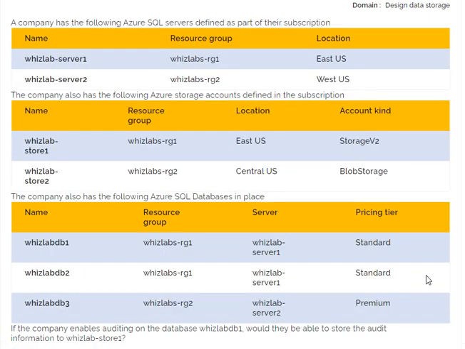Okay, the next question is about a company that has the following Azure SQL Servers defined as part of their subscription. You can see that we have two servers in different resource groups and different locations. The company also has the following Azure storage accounts defined in the subscription. These are the two stores, with different resource groups, different locations and different account kinds. The company also has the following Azure SQL databases in place: db1, db2, db3. We have three databases in different resource groups, with different servers and different pricing tiers.